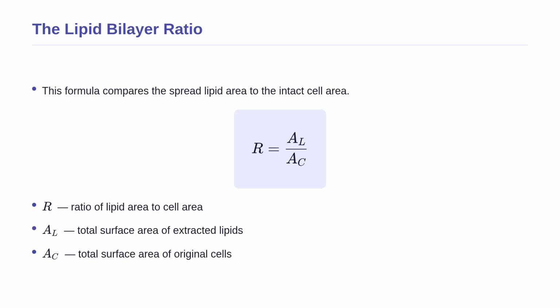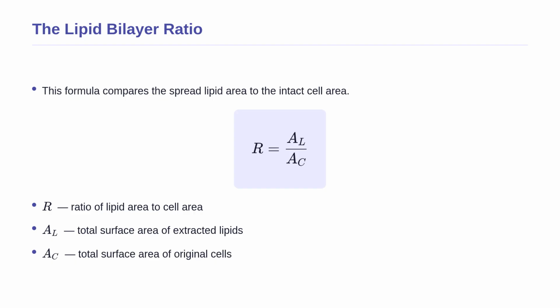To make sense of their experiment, Gorter and Grendel used a straightforward mathematical relationship. Conceptually, this formula compares the total footprint of the fat to the total footprint of the cells it came from. Let us break down the symbols. R represents the ratio of the lipid surface area to the cell surface area.